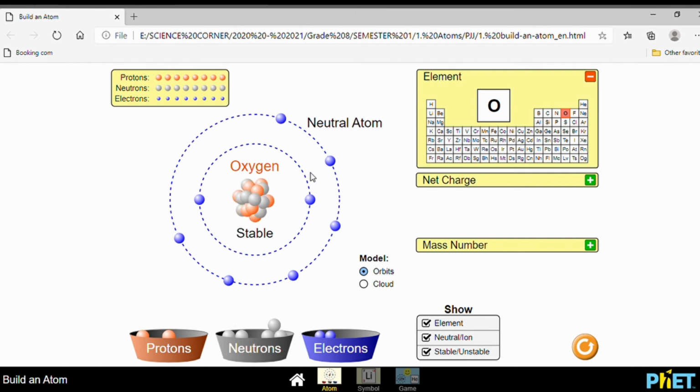Now, find out the electrons that are in the outer shell. Yes, this one, in the second shell. How many outer electrons or how many valence electrons? 1, 2, 3, 4, 5, 6. So the oxygen atom has 6 valence electrons.